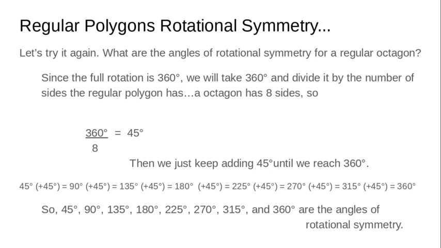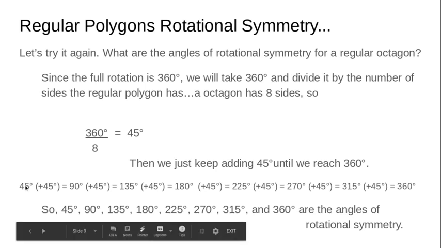So let's try it again. What are the angles of rotational symmetry for a regular octagon? Since a full rotation is 360, we're going to take 360, divide it by the number of sides in the regular polygon. An octagon has 8 sides. So 360 divided by 8 is 45 degrees. So the first rotational symmetry occurs at 45 degrees. Then we're going to keep adding 45 and keep adding it and keep adding it until we get to 360.